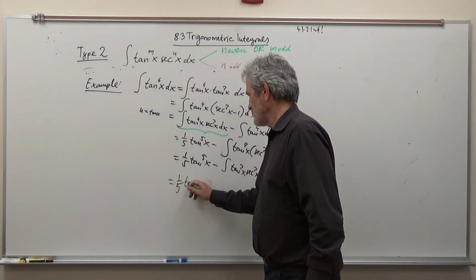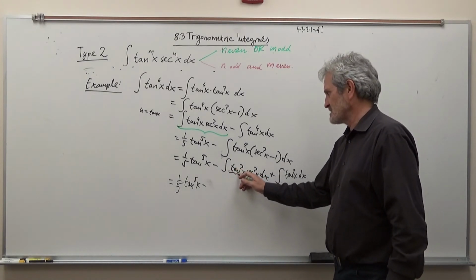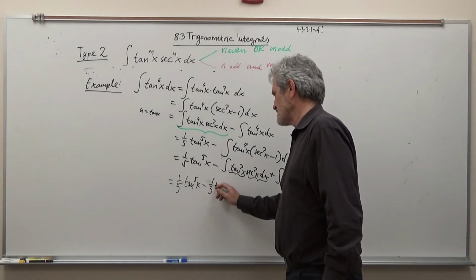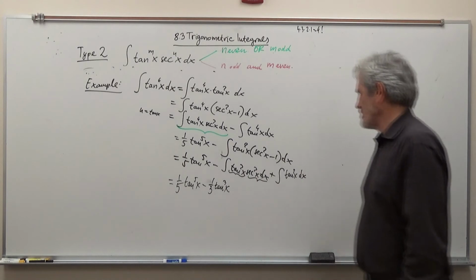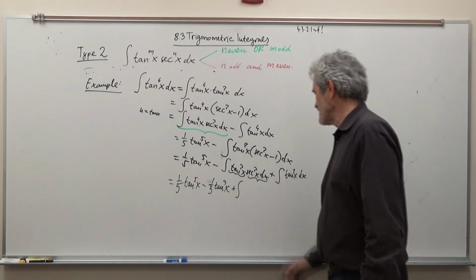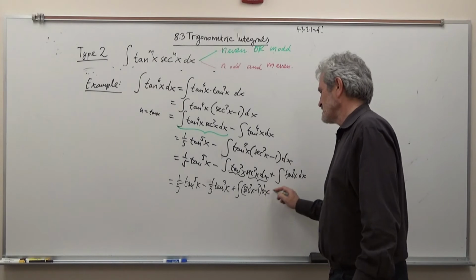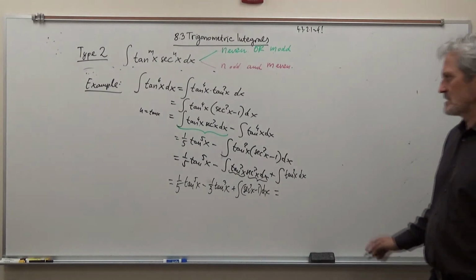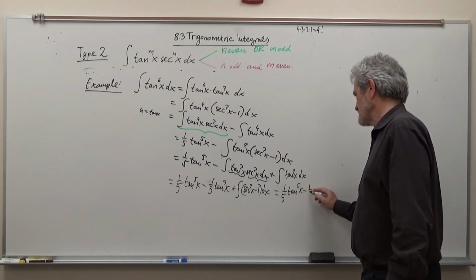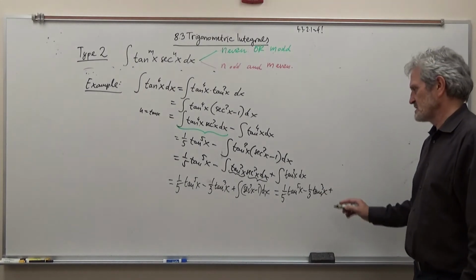So 1/5 tan to the 5th x minus. The same story as a minute ago. If tan x is u, you get u squared du. So you'll get the same way, 1/3 tan cubed x. Now what do we do with this tan squared x? The same story. We trade it for secant squared x minus 1 dx. But now it's just straightforward, these are two table integrals. So we get 1/5 tan to the 5th x minus 1/3 tan to the 3rd x plus.